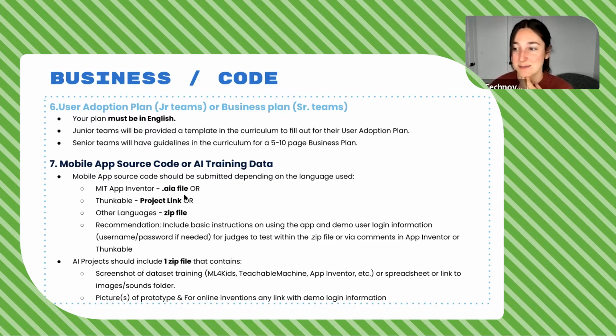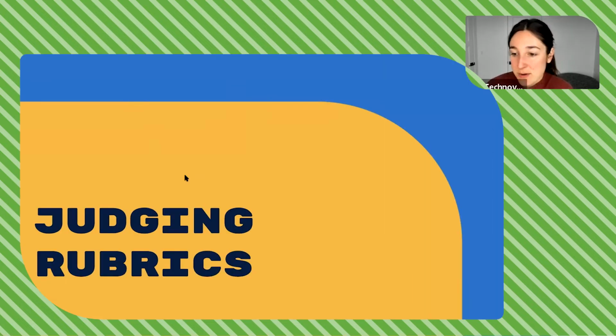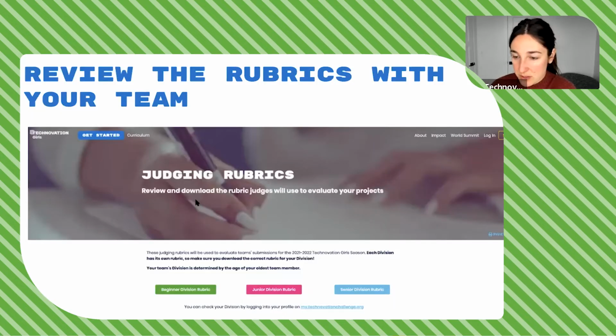So now we're going to talk a little bit about the judging rubrics. So you can actually access each of them. Make sure you check what division your team is in based on the age of the girls. And just a quick reminder, if not all the girls have signed up yet on the team, your division may change because it's based again on the age of the participants. So if someone is older on the team, you may be jumped to the junior division or senior division.